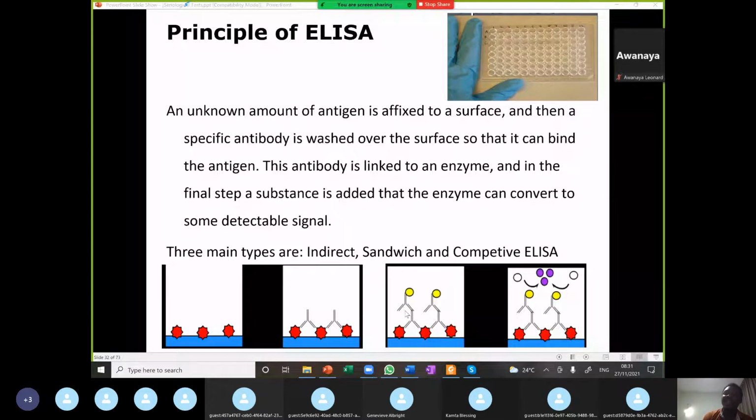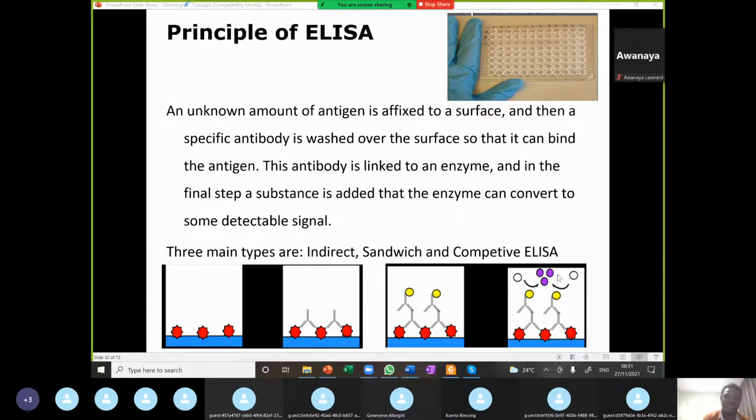Next, a secondary antibody is conjugated to an enzyme. A secondary antibody is linked to an enzyme, hence the words enzyme-linked immunosorbent assay. This secondary antibody is allowed to bind to the primary antibody. Next, a substrate to this enzyme is added to the mixture.